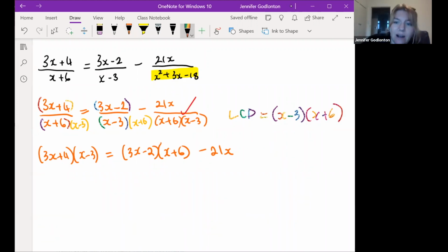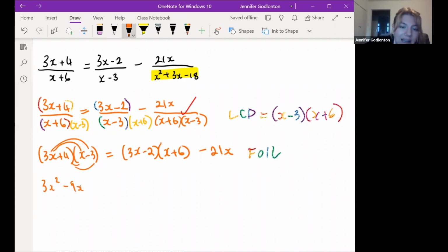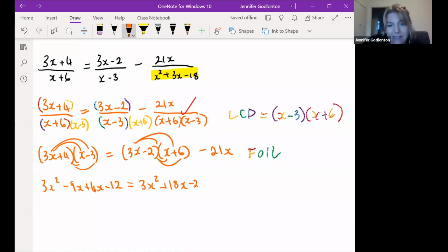Okay, now we are going to do FOIL. So we're going to multiply everything by everything. We're going to get 3x squared minus 9x plus 4x minus 12 is equal to 3x squared plus 18x minus 2x minus, oh goodness, not 18, 12 minus 21x.